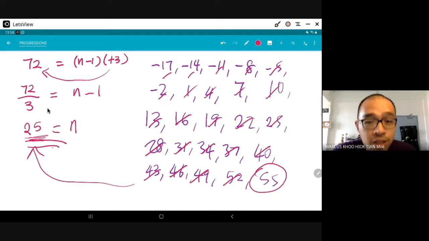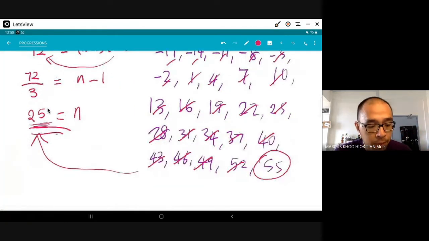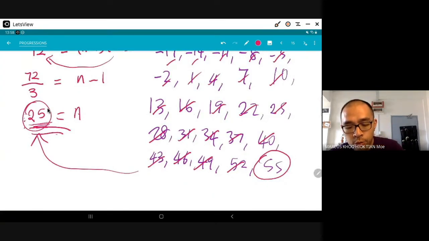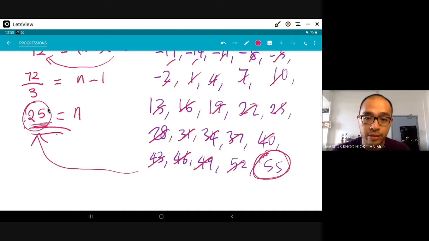Okay, you can do this manually, or you can use the short way. Ini sebenarnya adalah jalan yang sangat pendek. Sangat menjimat masa. You just have to keep practicing. But saya mahu kamu faham apa maksud nombor 25 ini. Bila n adalah 25, maksudnya ini nombor 55 ini is at the 25th position. Tempat ke-25 in this arithmetic progression.